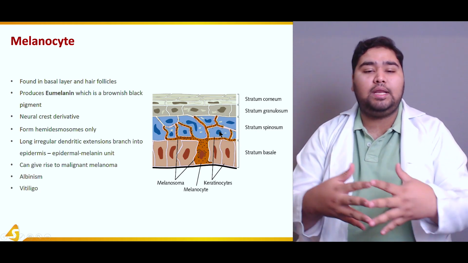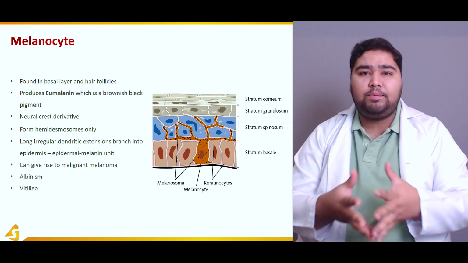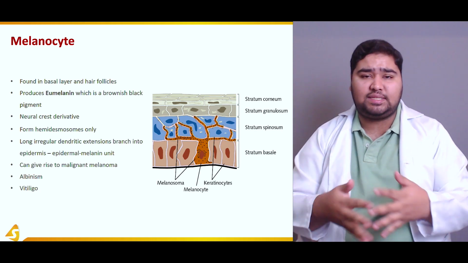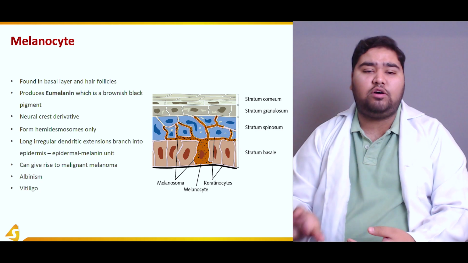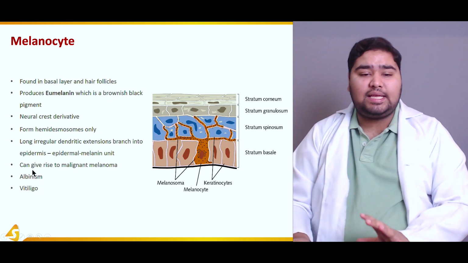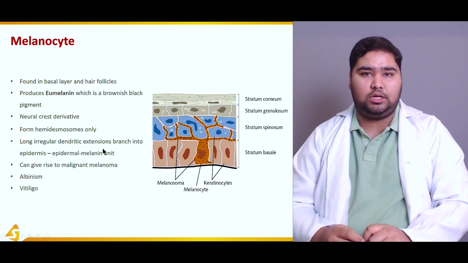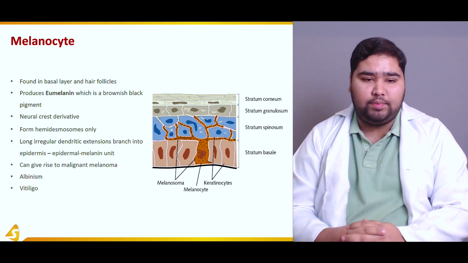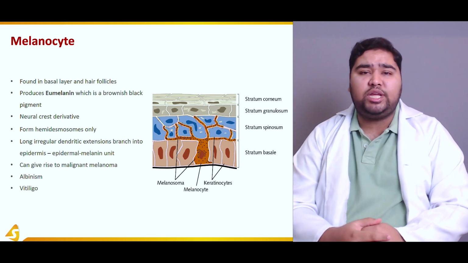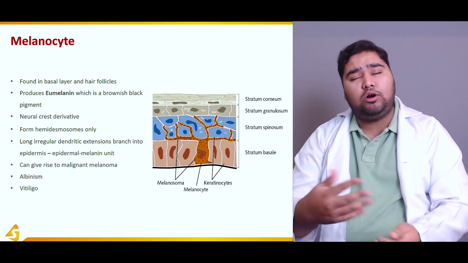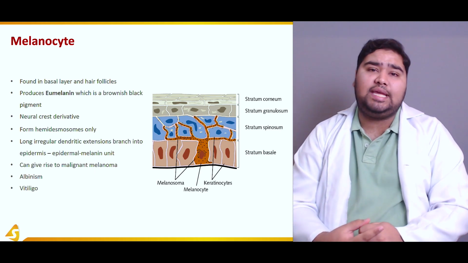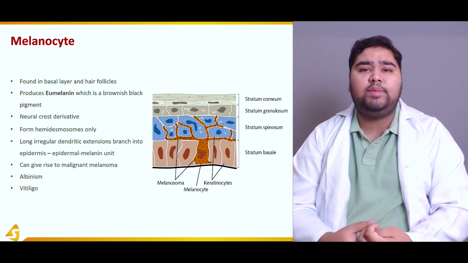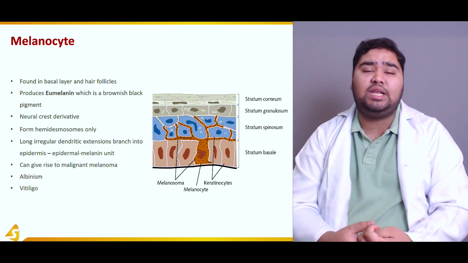This forms a melanin epidermal unit. What is an epidermal melanin unit? It is the melanocyte and its dendritic processes which are going in between the cells of the epidermis. This is responsible for giving the pigment to the cells in the epidermis. It can give rise to melanoma. There's a congenital variation in which there's defect in either melanocyte or the melanin production. This can lead to albinism. And there is autoimmune destruction of melanocytes or destruction of the pigment, which can lead to vitiligo.